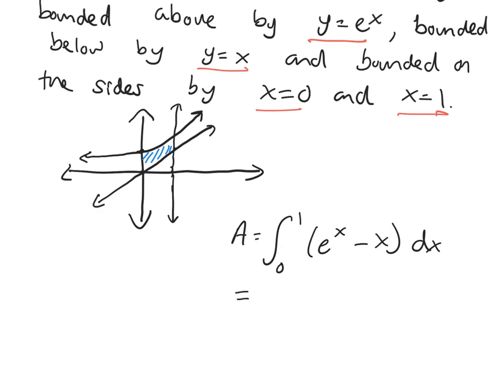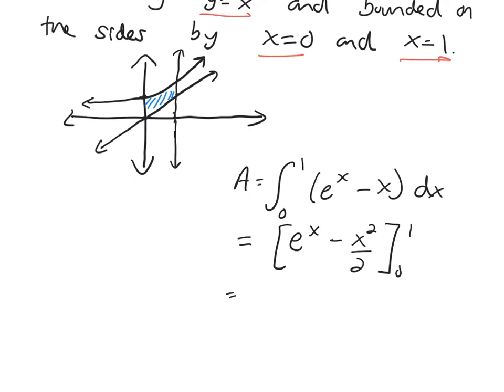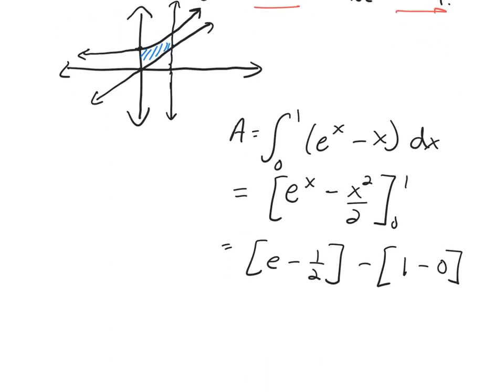All right, so now let's integrate. The integral of e to the x is what? E to the x. What about x? X squared over 2. And all you have to do is put in your numbers. Always start with the top number. E minus 1/2, minus e to the 0, which is 1. So it looks like I get e minus 3/2.